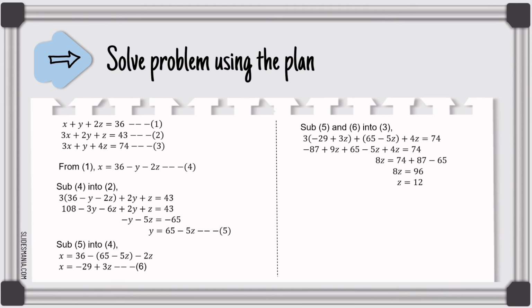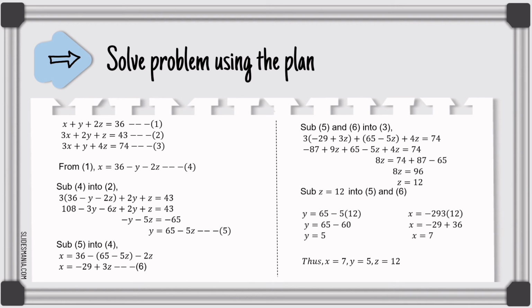After we get the value of z, the only thing we have to do now is find the value of x and y. This will be easy since we have already constructed the equations in terms of x and y, which are equations 5 and 6. So substitute z equals 12 into those equations and we will get the values of x and y. Thus, x equals 7, y equals 5, and z equals 12.